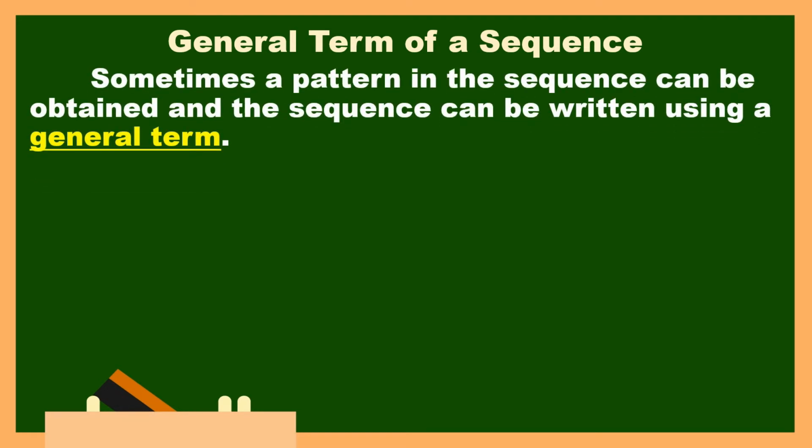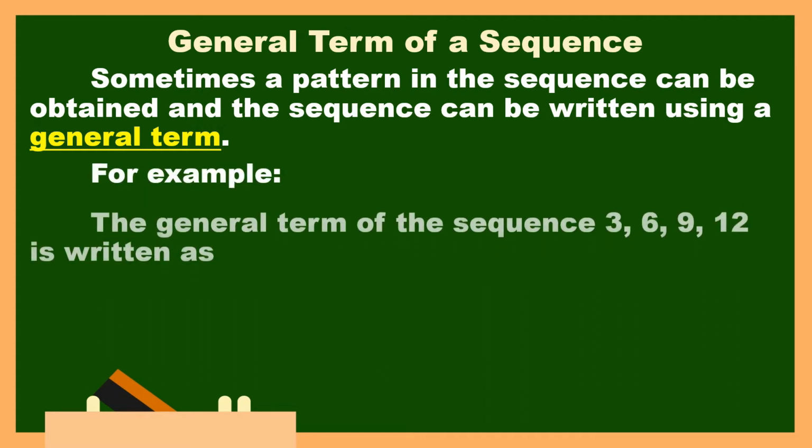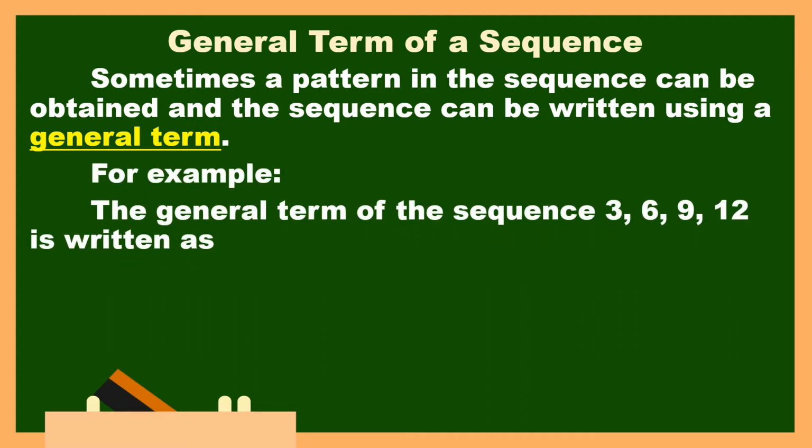General term of a sequence. Sometimes a pattern in the sequence can be obtained and the sequence can be written using a general term. Ibig sabihin po nito, maaari din nating malaman o makuha ang pattern ng isang sequence gamit ang kanyang general term. For example, the general term of the sequence 3, 6, 9, 12 is written as a sub n equals 3n.